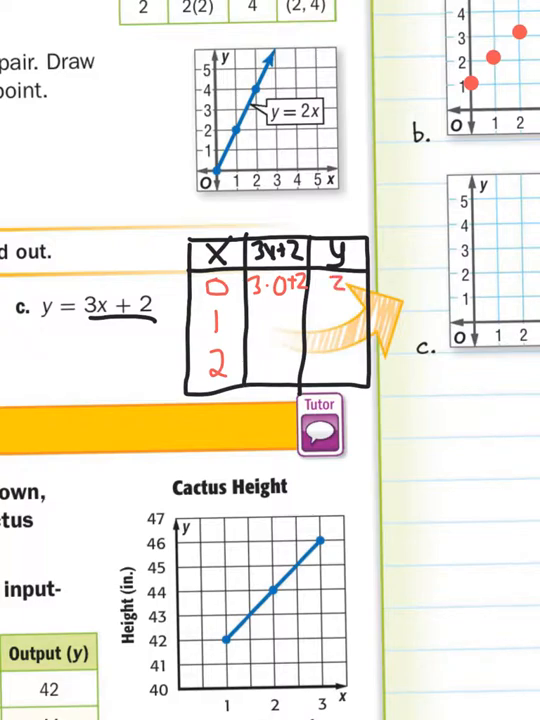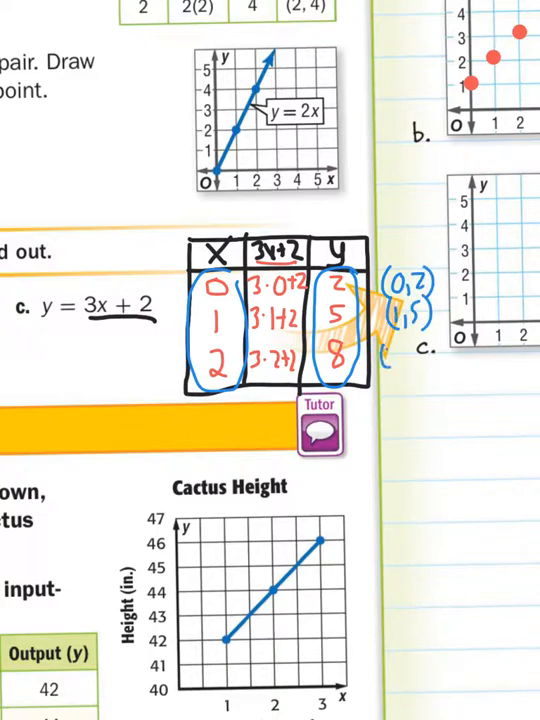So now I'm going to do the 1. 3 times 1 plus 2. 3 times 1 is 3, plus 2 is 5. Now I'm going to do it for the 2. 3 times 2 plus 2. 3 times 2 is 6, plus 2 is 8. So here are my x values. Here are my y values. You can write them as ordered pairs if you want. You could write 0, 2, 1, 5, and 2, 8. You don't need to, though.